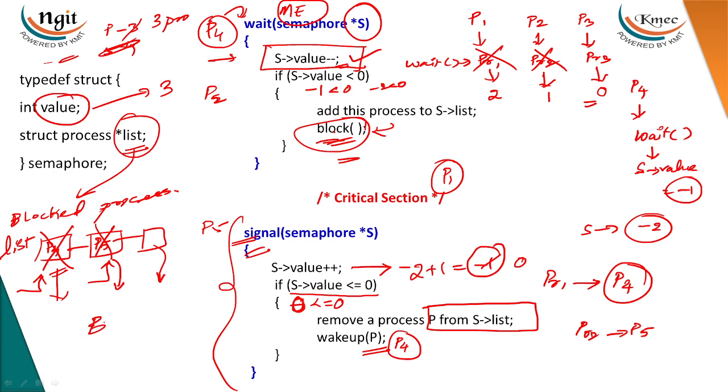See, this block and wakeup are used to avoid or reduce the busy wait problem. What is busy wait? If you don't use block and wakeup, the while loop will keep on executing. Here we don't use while, we use an if condition. If it is satisfied, then it goes to the block state, so that it will not execute the same loop again and again.